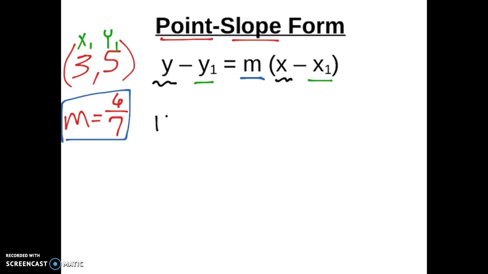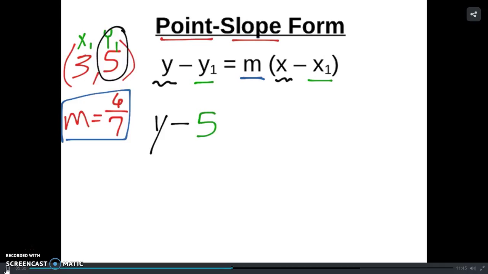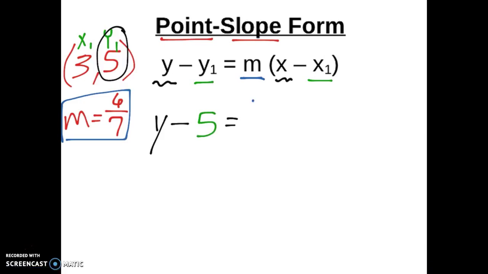So when we get started here, we have y minus y1, which is 5, equals our slope, which was 6/7, times, and then you have to have those parentheses, that's really important, x minus x1, which is 3.